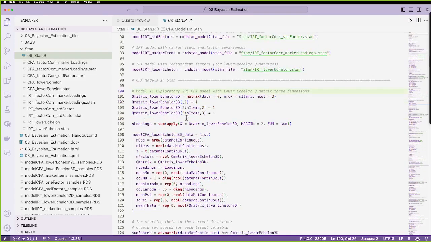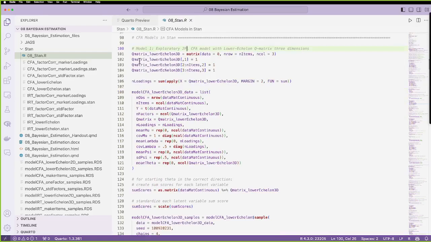Well, we have to load up all of our data. So first, what you'll find in this file, which we're going to run out of time today, but I would encourage you to go run this on your own computer, are 5 models for CFA and 5 models for IRT. Let me tell you those 5 models. The first is an exploratory CFA model with a lower echelon Q matrix in 3 dimensions. So we know the data have 2 dimensions. We're going to try a 3-dimensional model to see what happens. And then we're going to try a 2-dimensional exploratory model to see what happens.